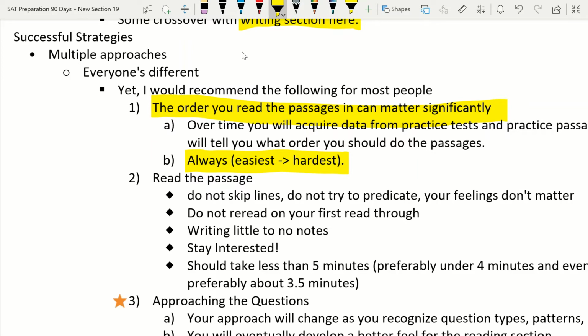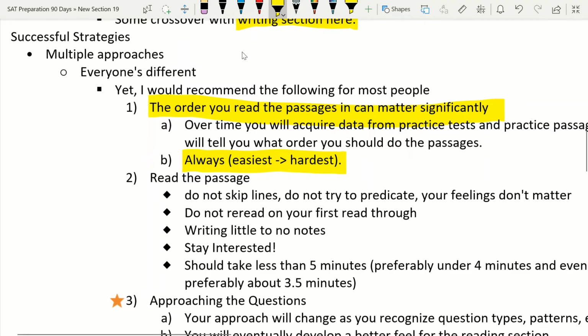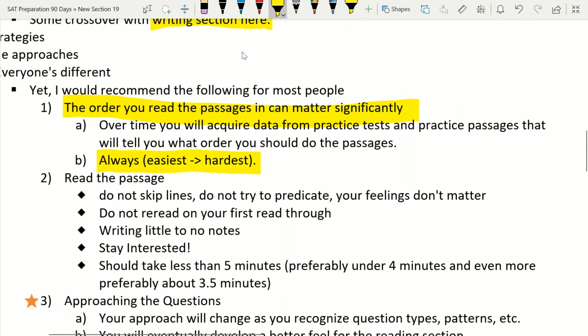So if going into this you haven't taken an SAT practice test yet, that's fine. I'm going to give one of the days in this 14-day SAT prep series for you to take an SAT practice test. Now, if you already have and you know which parts of the SAT reading section you're best at, or which passages, let's say that you're really good at the science passages but you're bad at the literature passage, start with the science passages and do the literature passage last, because you always want to go from easiest to hardest.